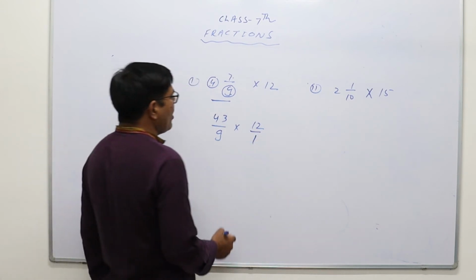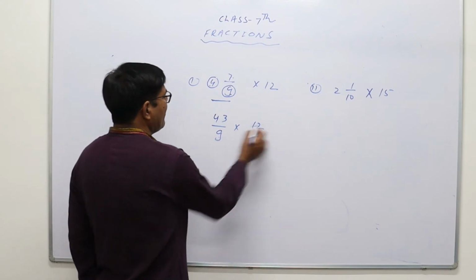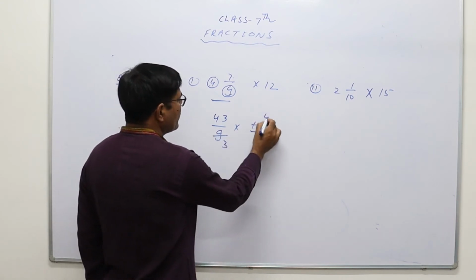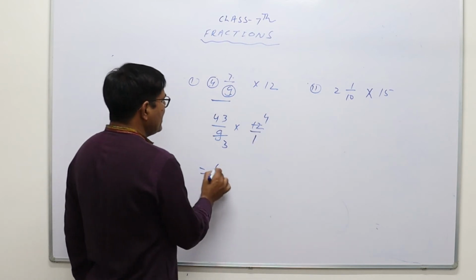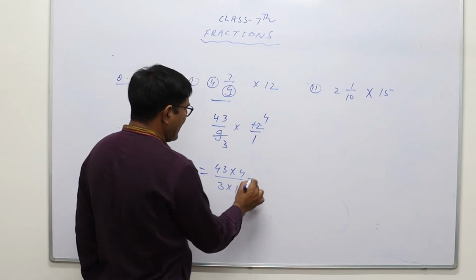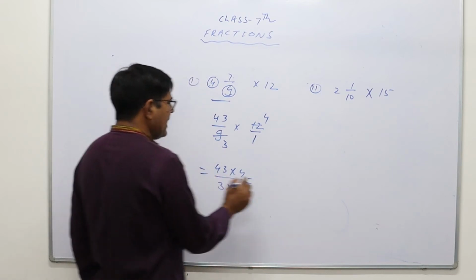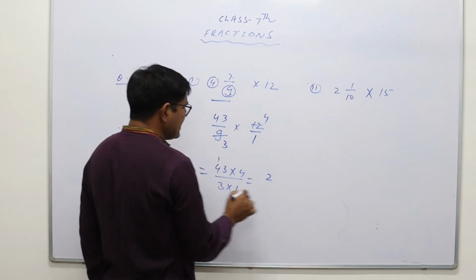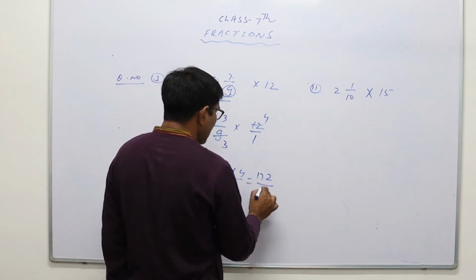Now if there is any common factor, here see 9 and 12, we can divide by 3. So 3 threes are 9 and 3 fours are 12. So the numerator is 43 into 4, the denominator is 3 into 1. Now multiply: 4 threes are 12, that is 2, carry 1, 4 fours are 16 and 1, 17 upon 3.